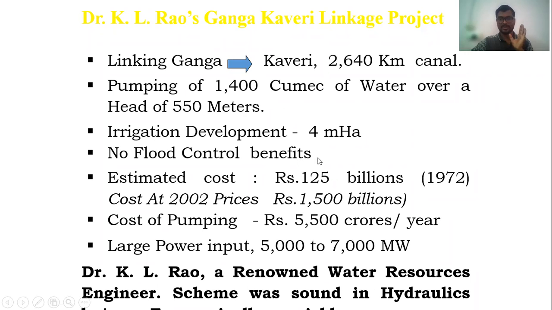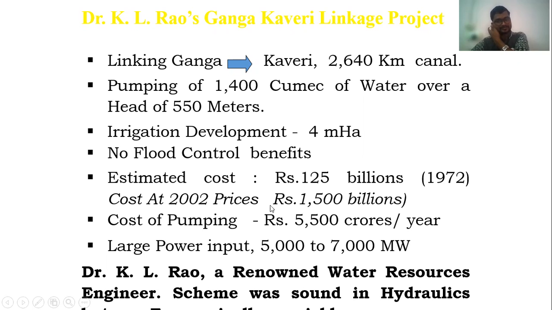No flood control benefits, meaning in this there is no flood control benefit, but there will be irrigation benefit. As I said earlier that flood control will happen, but this is not the case for this linking. Cost estimated was about 125 billions in 1972. Okay, in 1972 the cost was 125 billion. In 2002 its cost was 1500 billions.